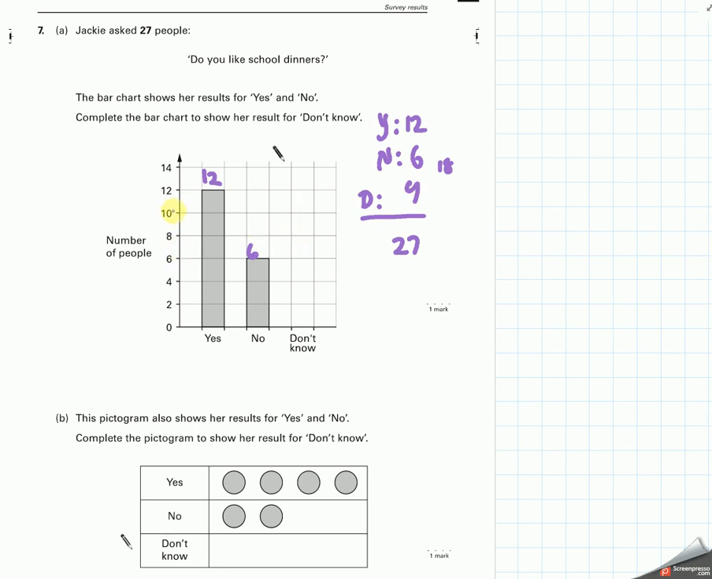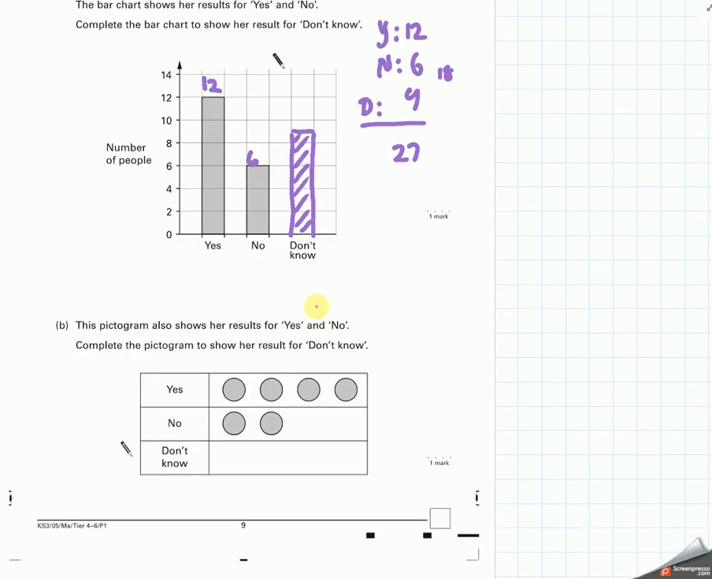9 is between the 8 and the 10, so be as close, accurate as you can, and draw the top of the box horizontally. Because there's no sort of variation grouping between these, there's no idea of somebody being between a yes and a don't know in a measurable way. Make sure we keep the columns separate, and they should be the same width. So I'm just going to shade that one in.